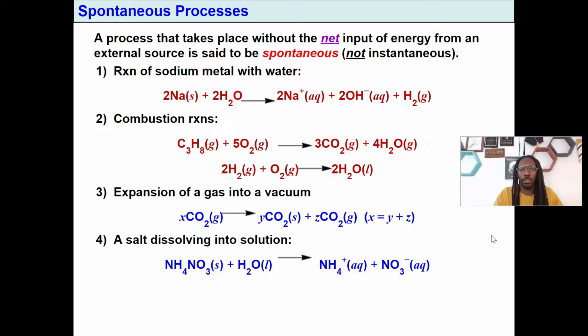For example, if you've got a ball at the top of a hill and that ball rolls down the hill, that's a spontaneous process. There's no input of energy. That ball went down the hill on its own.